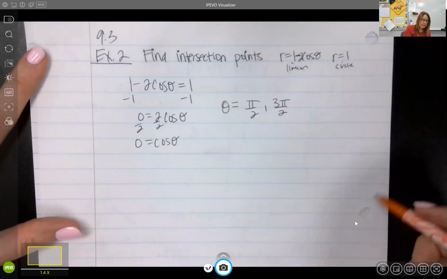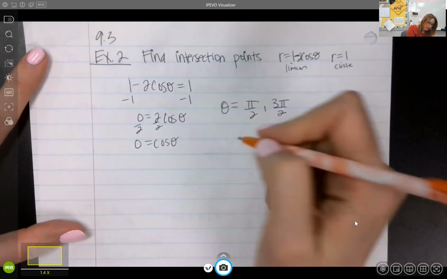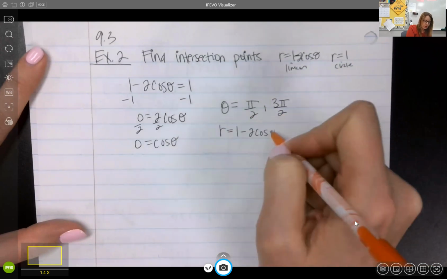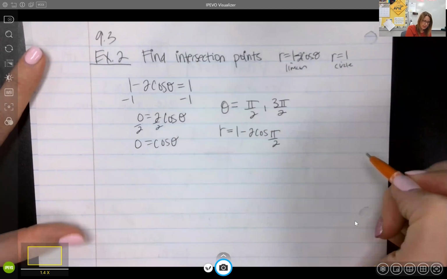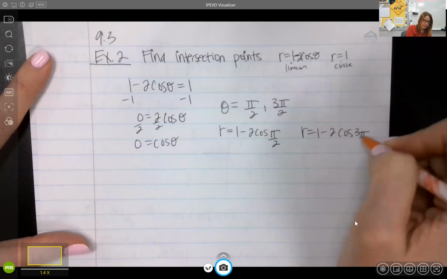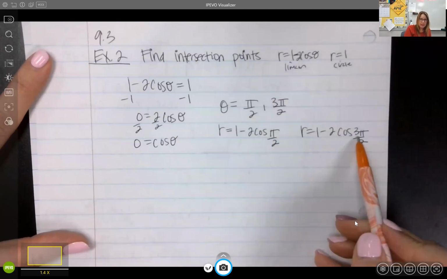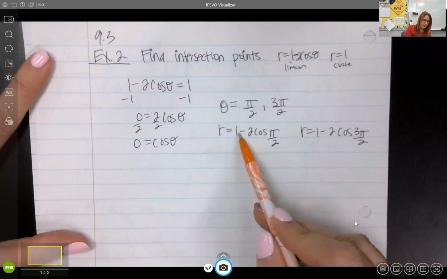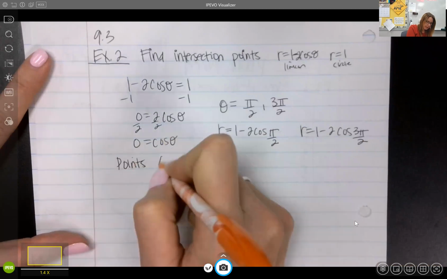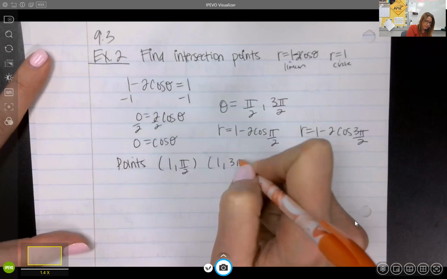Okay, now it does say intersection points, and so I do need to plug in that pi halves. So 1 minus 2 times the cosine of pi halves and 1 minus 2 times the cosine of 3 pi halves. Both of these are going to be 0. It doesn't matter if it's pi halves or 3 pi halves. So our r is going to equal 1. So the points are (1, pi halves) and (1, 3 pi halves).